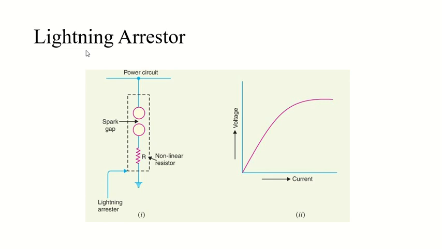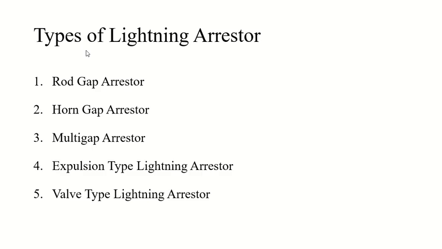So, the different types of lightning arrestors. The lightning arrestors are very much common in use in power systems, right? And even though these lightning arrestors are different in construction, they work on the same principle. It provides a low resistance path for the surges to the ground, and that is the working in short. So there are basically five types of lightning arrestor. First one is called rod gap arrestor, second one is horn gap arrestor, third one is called multi gap arrestor, fourth one is called expulsion type lightning arrestor, and last one is the valve type lightning arrestor.